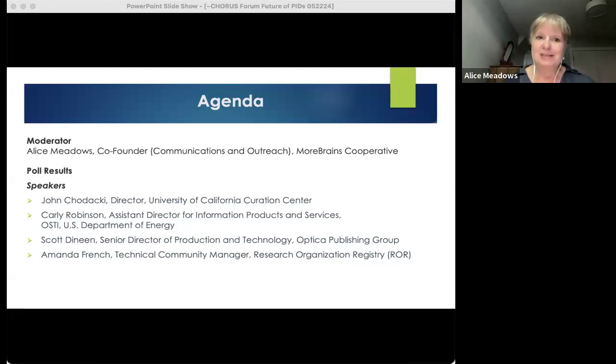So as it says, I'm the co-founder of the MoreBrains Cooperative, which is a small scholarly communications consultancy that specializes particularly in open research and research infrastructure. My background is originally in scholarly publishing, which is actually where I first became involved in Chorus. I led the first Chorus communications and outreach group, and I moved from there to ORCID, which is where my love of PIDs, persistent identifiers, really began. Then to NISO, the National Information Standards Organization, and now very happy to be continuing to do a lot of work on PIDs, including a lot on national PID strategies, which you're going to hear a bit more from John Chodacki on. So next slide, please, Howard.